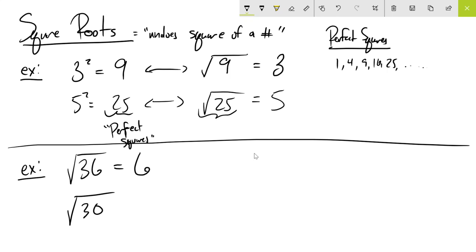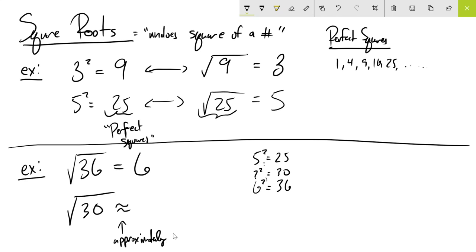Yeah, it won't work because, see, 5 squared is 25, 6 squared is 36, but then, what number squared gives you 30? There is no actual number, right? There's no whole number that'll get you 30 if you square it. But what you can do is approximate it. Remember I told you this symbol right here? It means approximately.